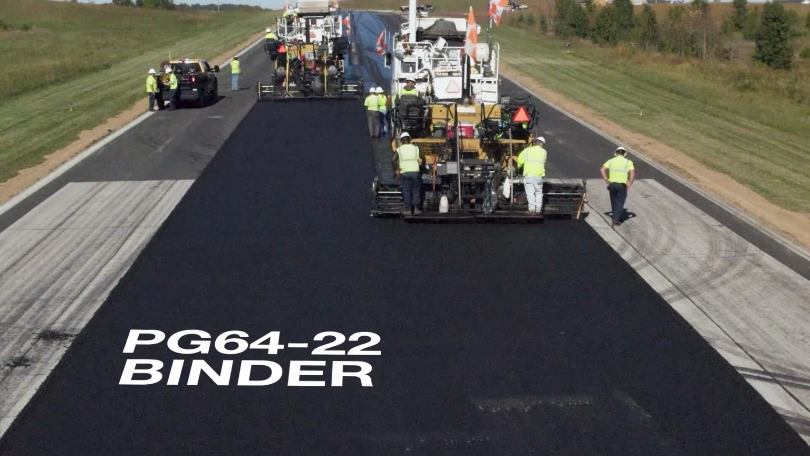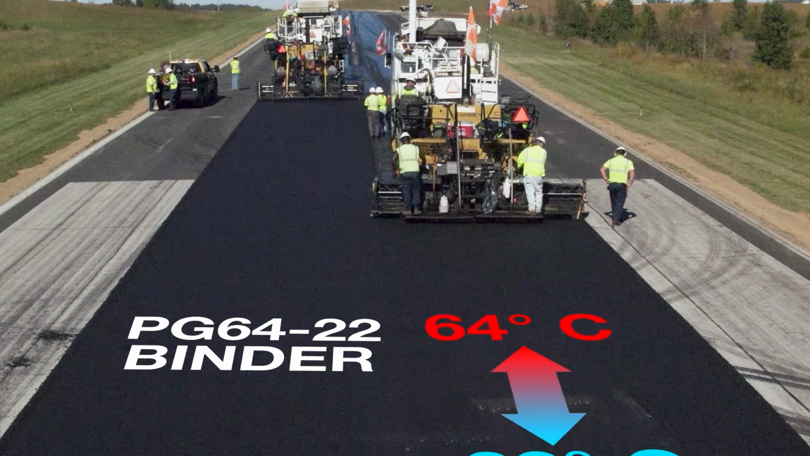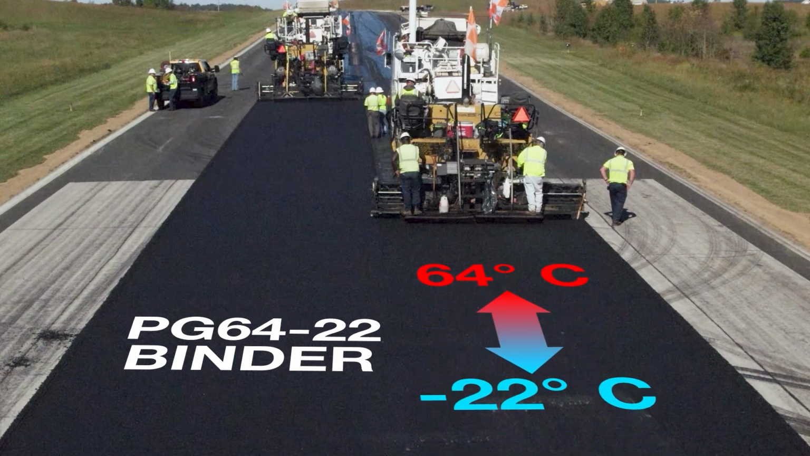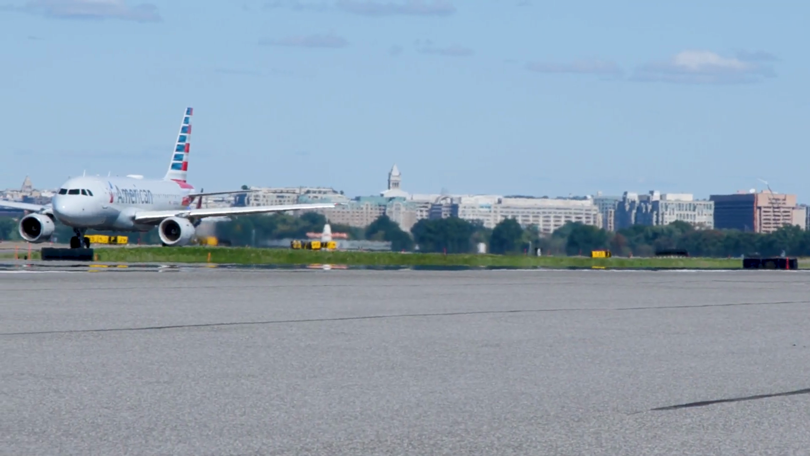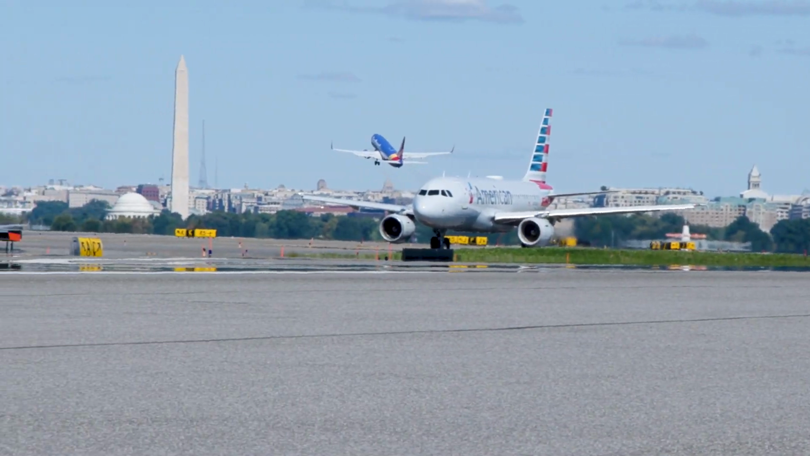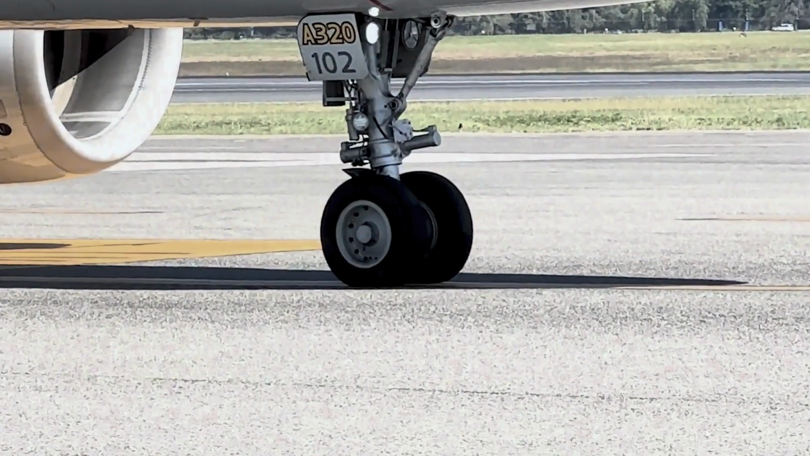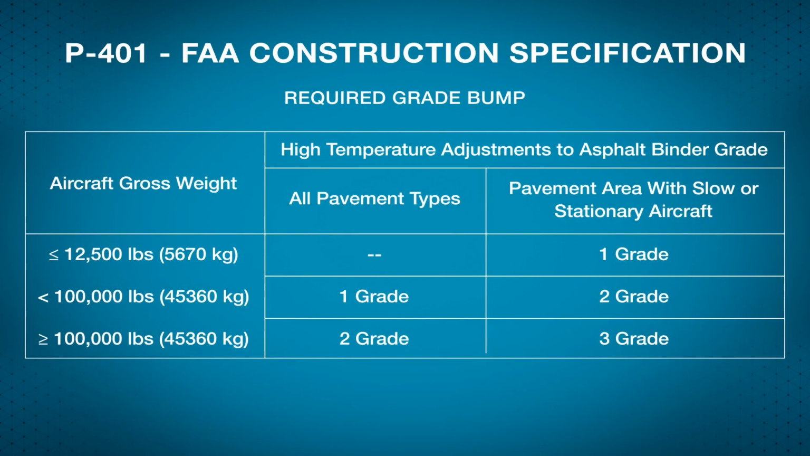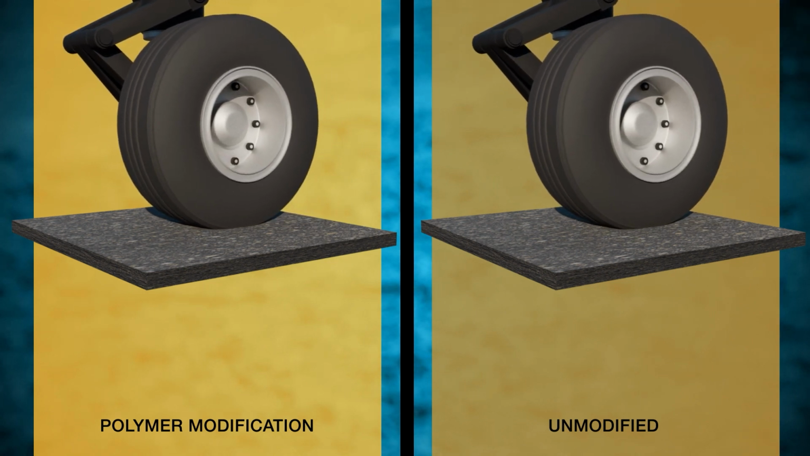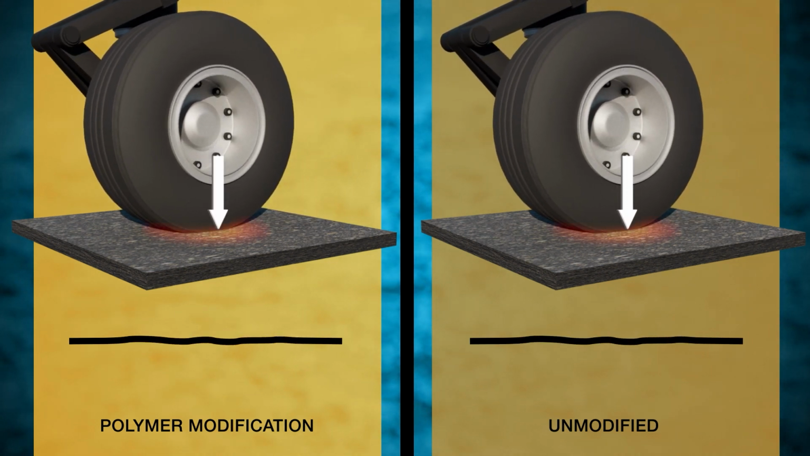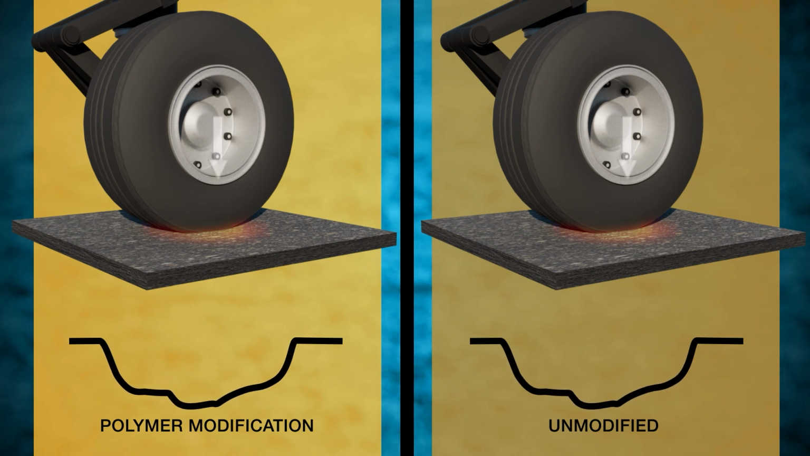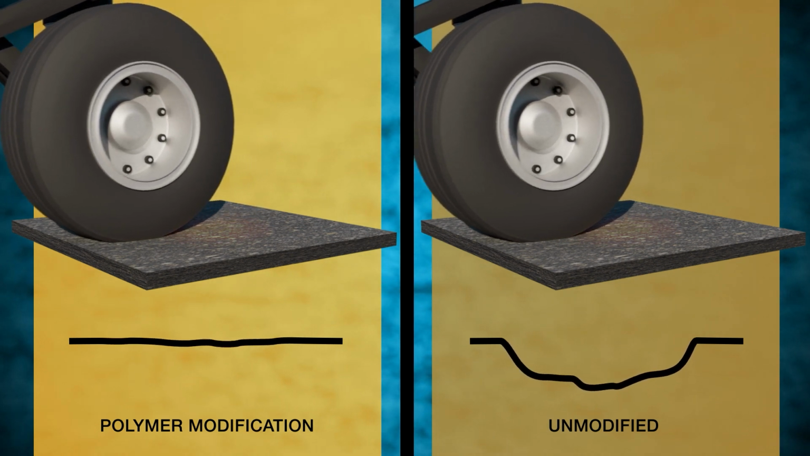A performance grade 64-22 binder performs well between 64 and -22 degrees Celsius. Adjustments to the asphalt binder grade, called grade bumping, may be needed for airfield pavements that must withstand slow or stationary traffic. FAA construction specification P401 provides the required grade bumps based on the aircraft gross weight and pavement use. Binder grade bumping may require polymer modification, which will improve the asphalt mixture's rutting resistance. The improvement depends on the binder's properties and the mix's volumetrics.